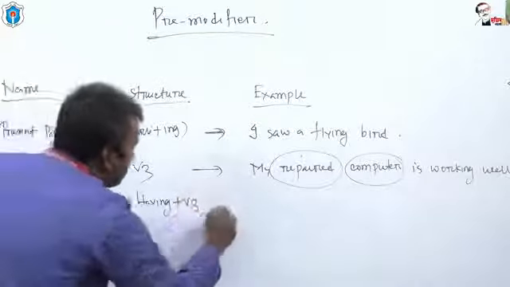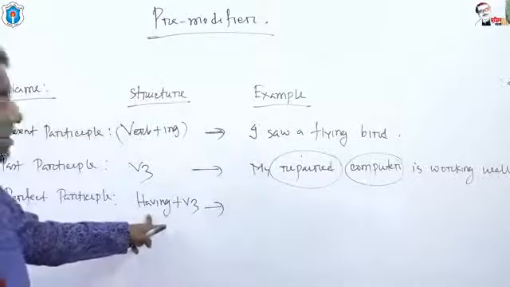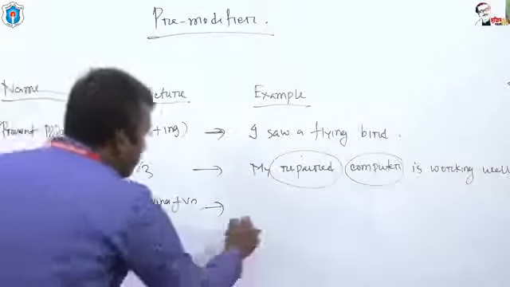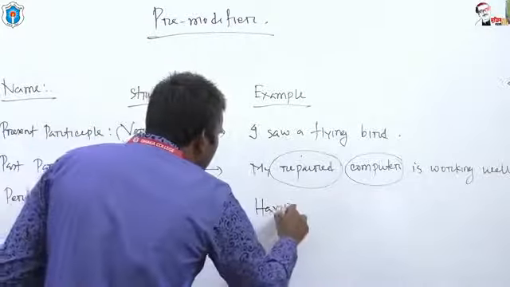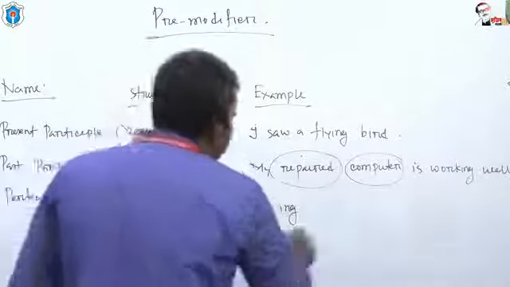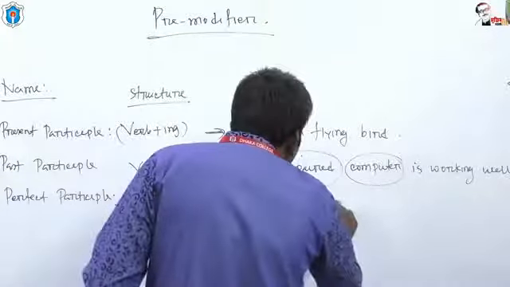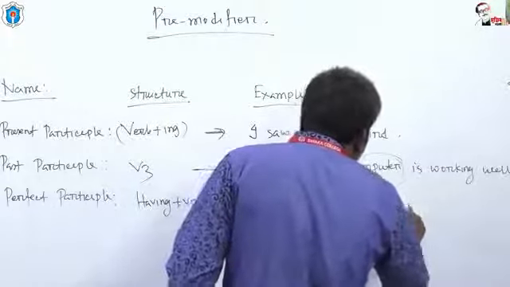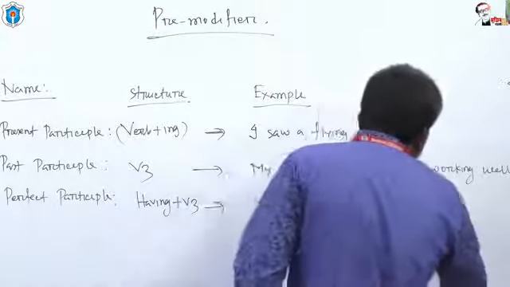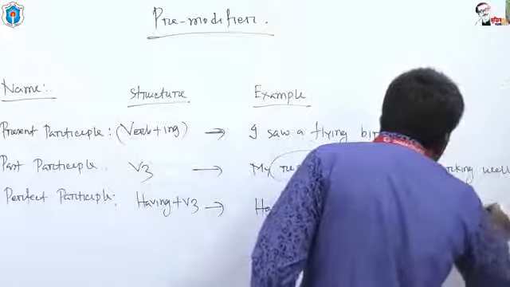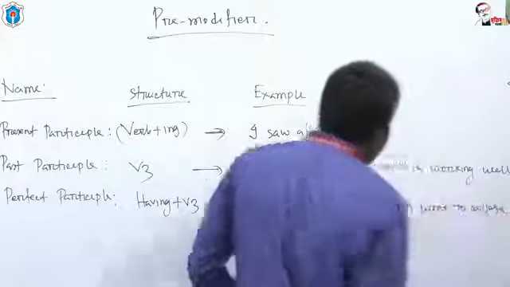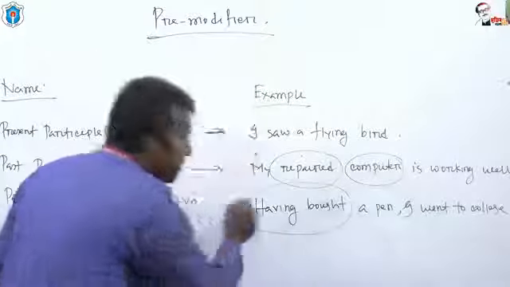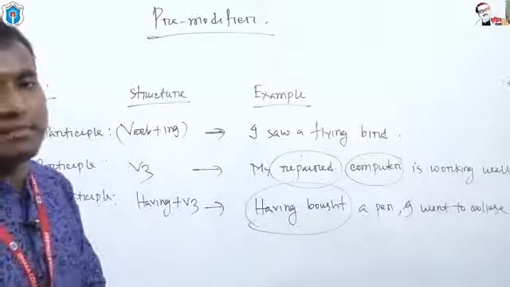Now I'd like to give you the third example, for perfect participle. Having bought a pen, I went to college. Having bought a pen, I went to college. Having bought, this is an example of perfect participle.